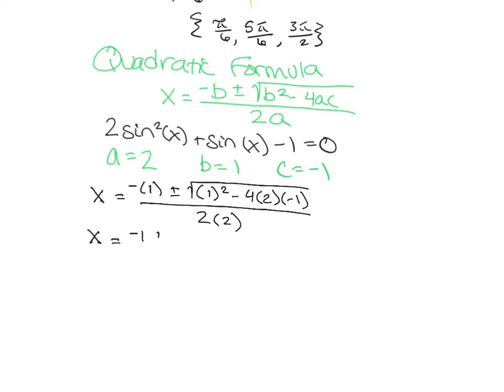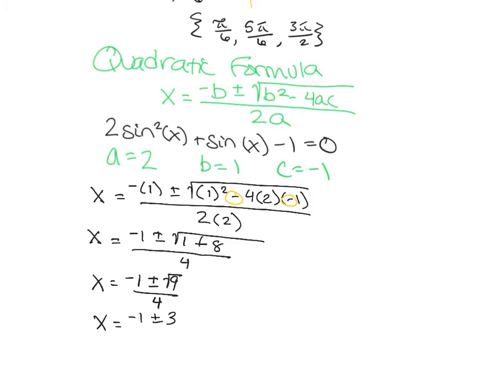So let's see, this becomes negative 1 plus or minus 1 minus a negative. I got a negative here and a negative here, so those are going to become positive. Plus, it looks like the number 8 all over 4. So this becomes negative 1 plus or minus the square root of 9 over 4. Square root of 9, also fun fact, known as the number 3. So this is going to be x is equal to negative 1 plus or minus 3 over 4.